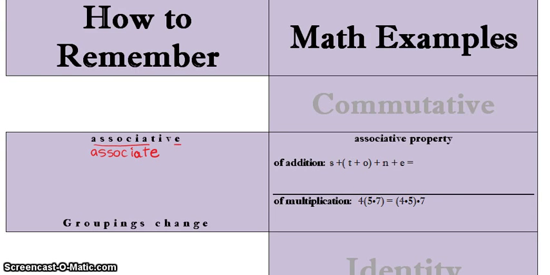Let's fill in the Associative tab of our Purple Properties flapper. Notice on the left, I've written the word associate under the word associative. That's because they mean the same thing. Remember, in life, who you associate with is who you hang out with or who you're grouped with. So pause this video and write the word associate under the word associative.